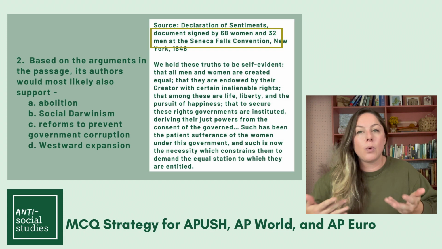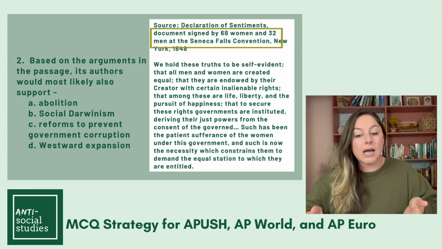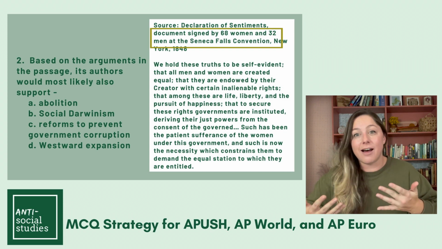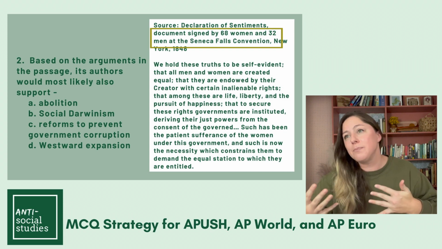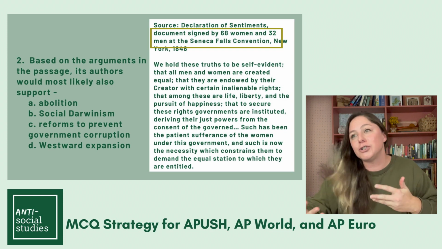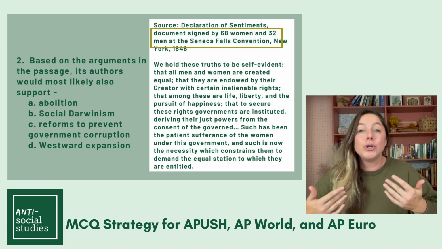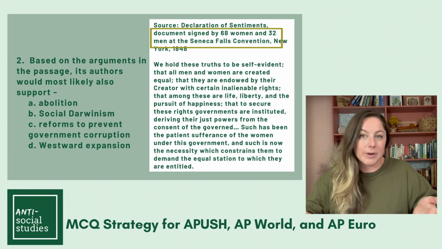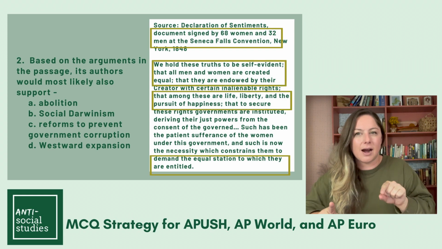So this is an example where if you know some things about some of like the women's rights activists and their stance on, for example, white people versus non-white people, Christians versus non-Christians, whatever, you could make the inference that some of them might have also been social Darwinists. But that's not coming from this document in any way.